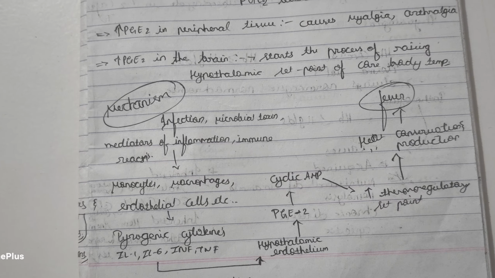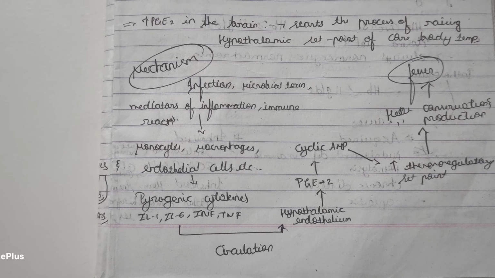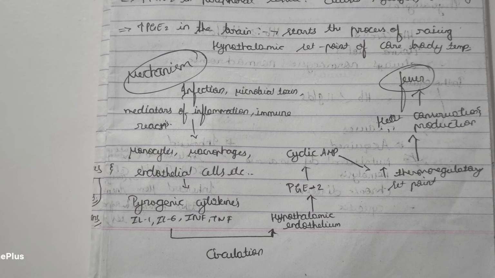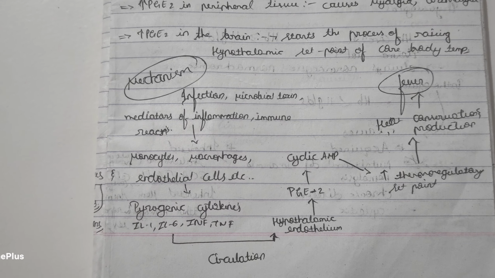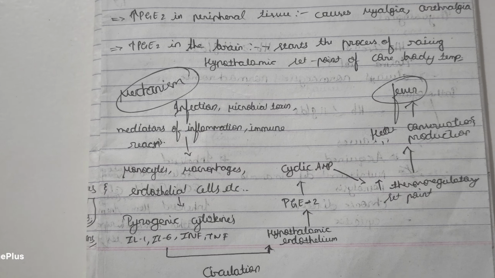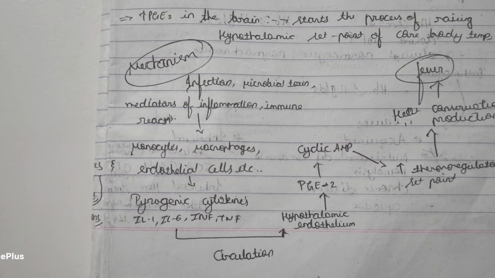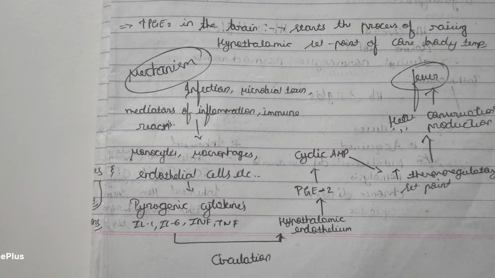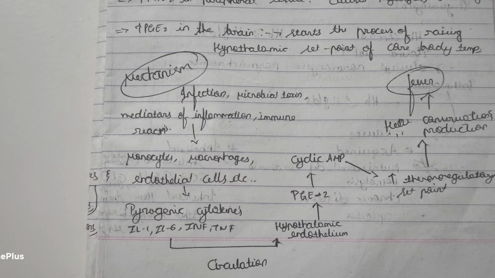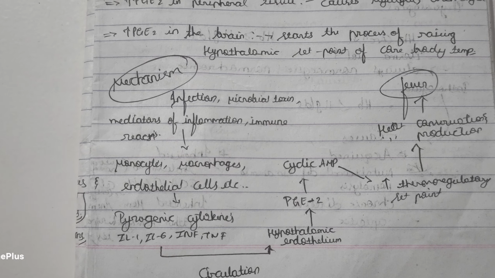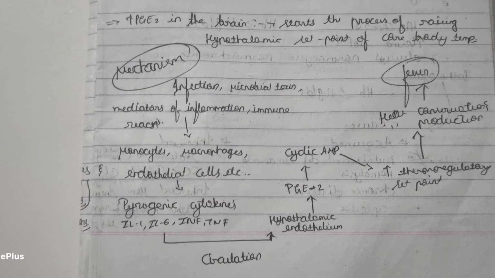They will enter into the circulation and increase. They act on the hypothalamic endothelium. They release PGE2, and this causes cyclic AMP to increase the thermoregulatory set point. This causes heat production and heat conservation. Heat conservation how? Just by flowing the blood from the periphery to the central, into the internal organs. That causes the fever. Okay.